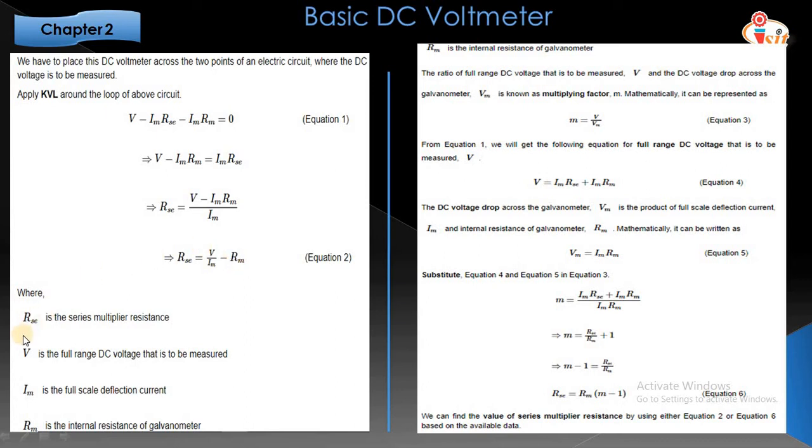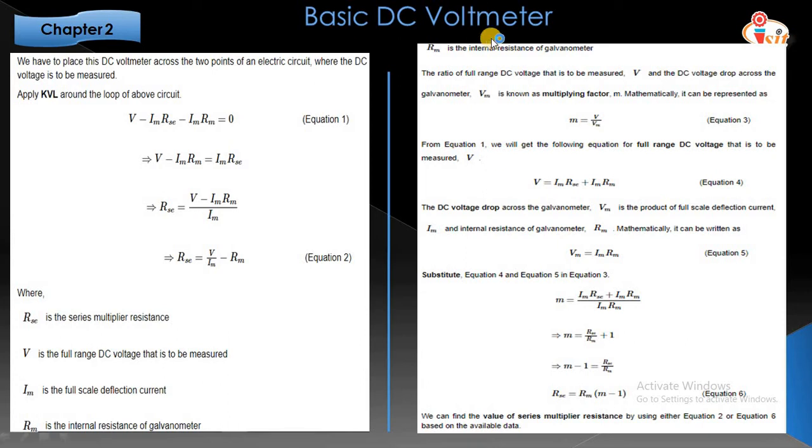Then what is Rsc? Rsc is the series multiplier resistance. V is the full range DC voltage that is to be measured. Im is the full scale deflection current. Rm is the internal resistance of galvanometer. And the ratio of voltage to be measured V and the DC voltage drop across the galvanometer Vm is known as the multiplying factor. M is equal to V upon Vm.